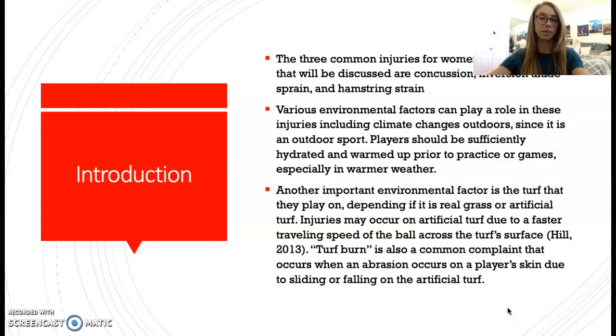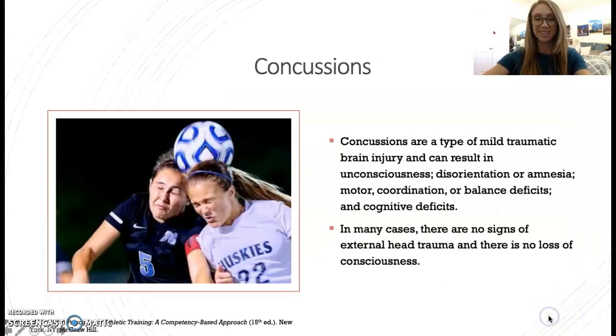So whether the grass is real or if it isn't real, and if it is real, is it maintained? Is it cut? Or are there holes in the ground that girls can get their ankles caught in? Or especially with turf, there tends to be a couple more injuries, especially called turf burn. So if they fall and get an abrasion on the turf, then that would be a bad injury.